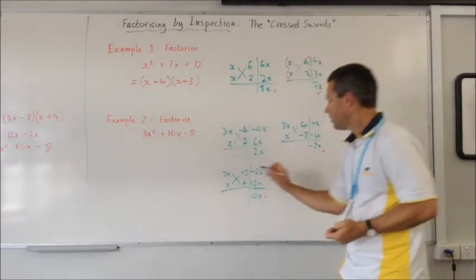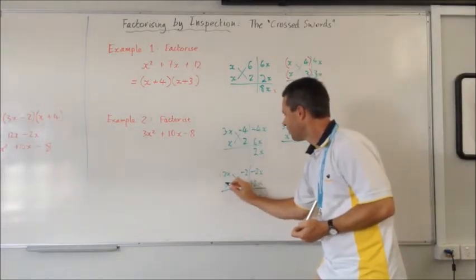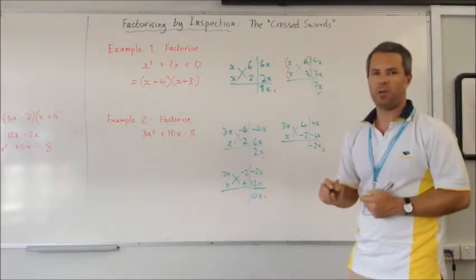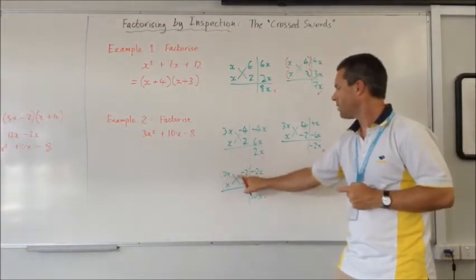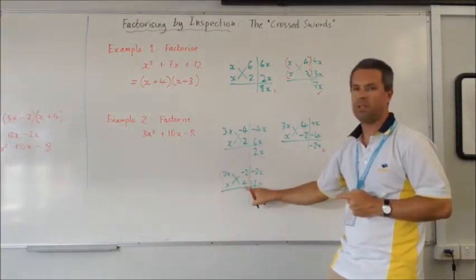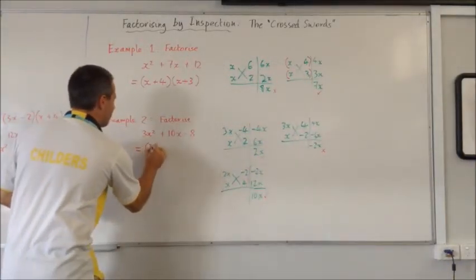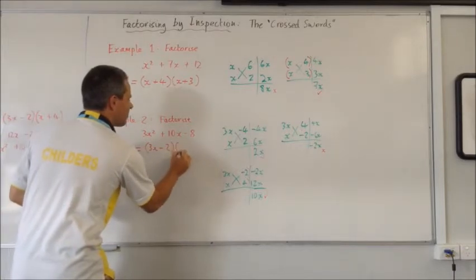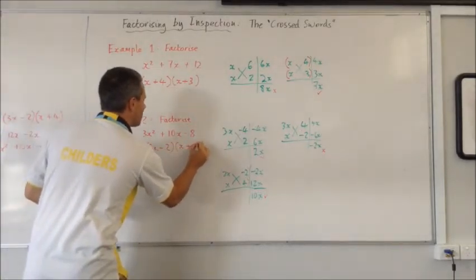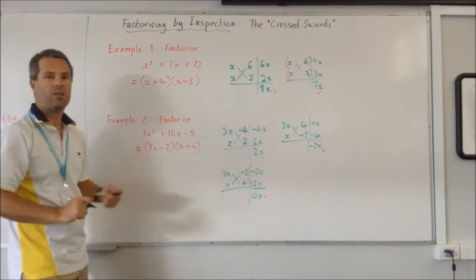So now our factors are these two brackets. 3x take 2, and x plus 4. That's a positive 4. And so that's how you use the crossed swords technique.